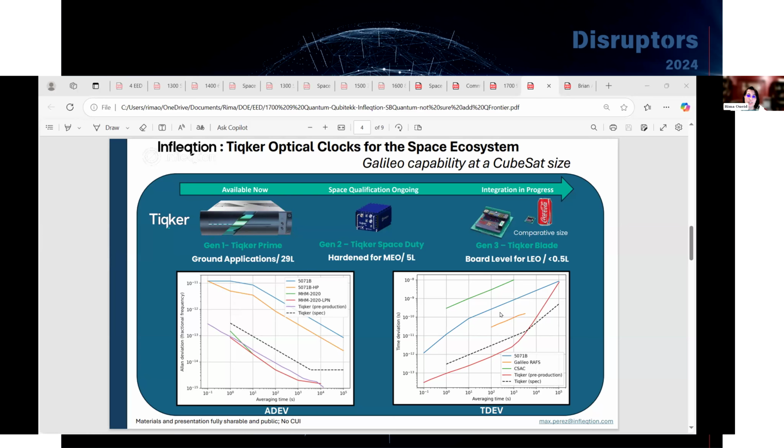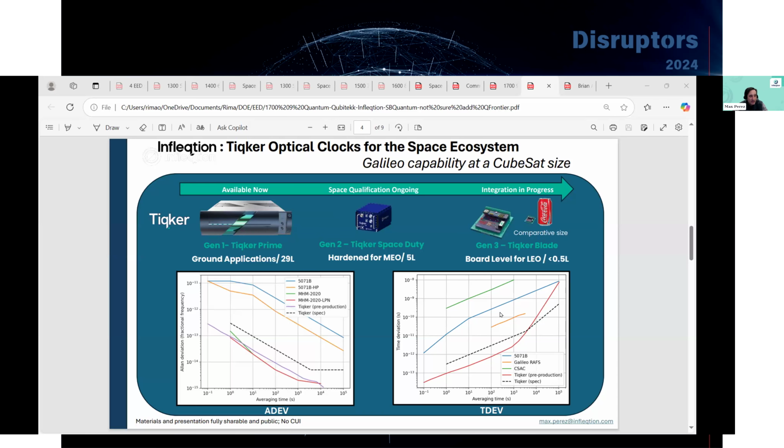Why don't we start with Inflection, because I think they've been waiting the longest. I asked folks to start on time because we're ahead of schedule. Now we're on schedule, sort of. Max, did you want to go ahead and start? Yeah, I'd be happy to. Hopefully Jack will throw up the timer for me so I don't go over time.